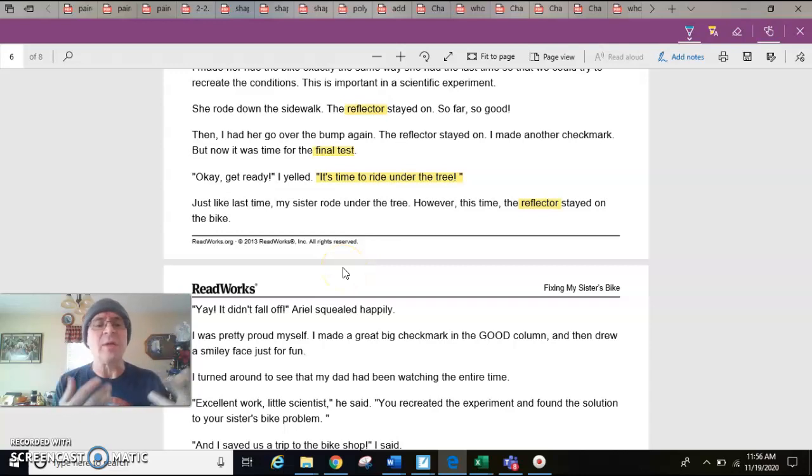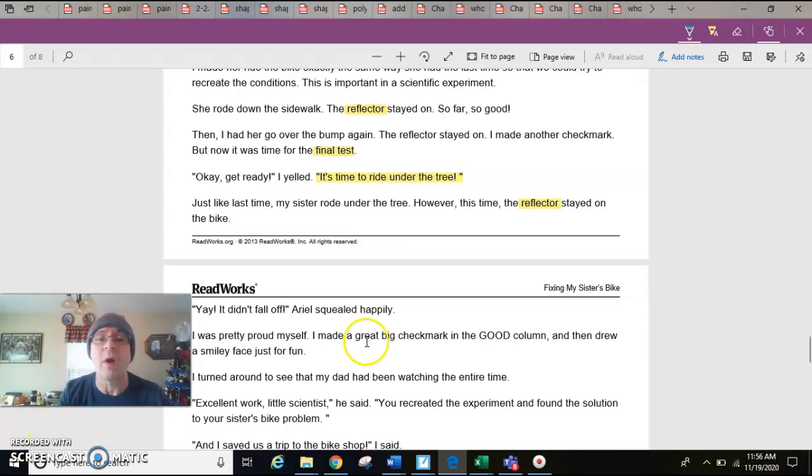if you've read the article, you know that the whole idea is to make sure that the reflector stayed on the bike. So if you put your answer as evidence, the text said this time the reflector stayed on the bike. That's not really evidence. Let's go back a little farther and see what happened the first time they rode under the tree.